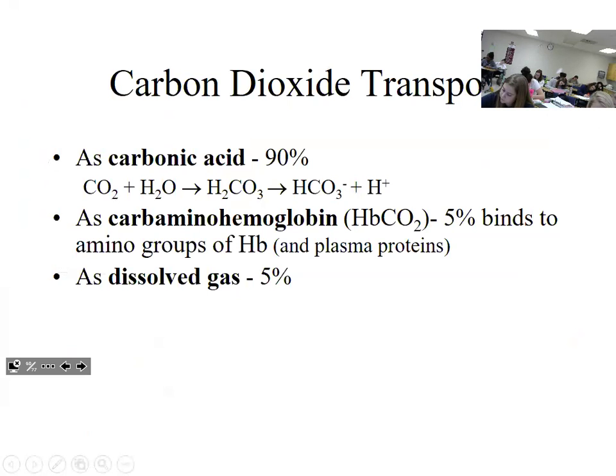Plus a hydrogen ion. Y'all see that? Did everybody write that equation? I told you that you only have to know a few equations for me, and this is one of them. You had to know aerobic respiration, didn't you? You had to know glucose plus oxygen, and there was an arrow. You would get CO2 and water.